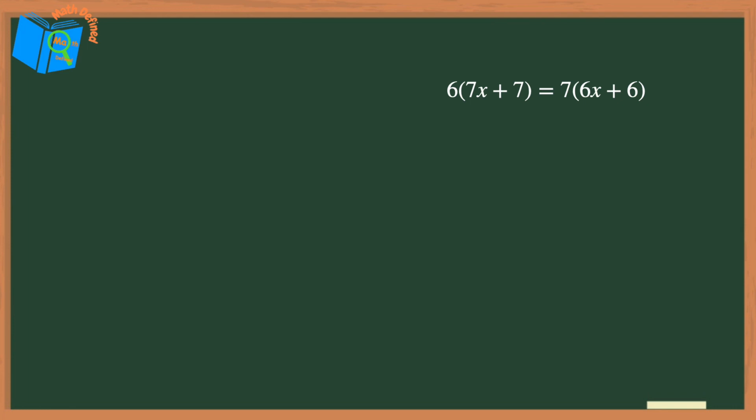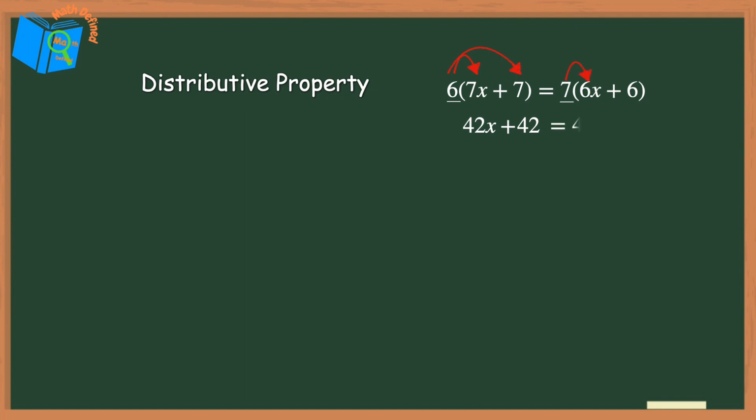What do you think the solution will be for this equation? Will it even have one? We need to start by using the distributive property to distribute the 6 on the left side and the 7 on the right to each term in the respective parentheses. Let's start on the left side. Distributing the 6 gives me 6 times 7x, which is 42x. And 6 times 7 is 42. On the right side, we have 7 times 6x, which is 42x, and 7 times 6 is 42.